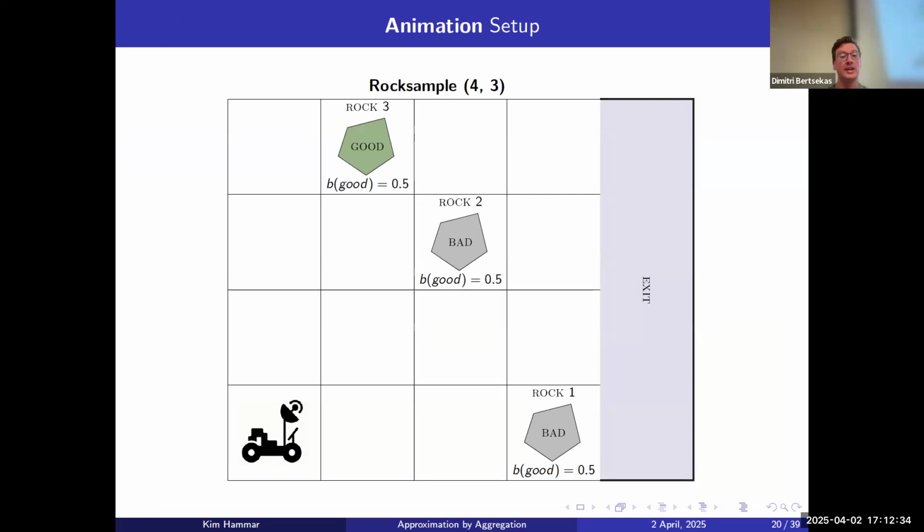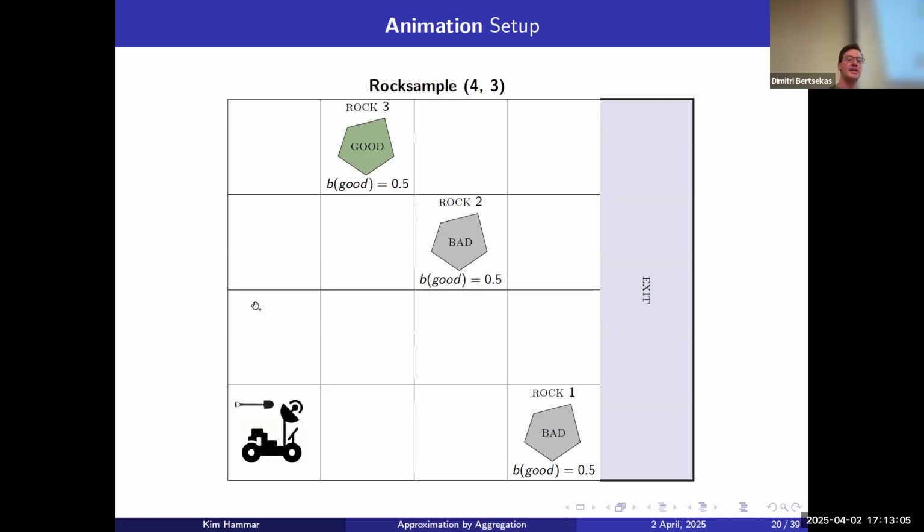And before I play the animation, let me just explain so you can understand it. So these things are rocks, and below each rock, we are going to write the belief, basically the belief that you think that the rock is good. This is going to be initialized as 0.5 for each rock. And then as you apply your sensor and you get more information, this belief will change over time. And the rover is down here, and we can also move around in the map.